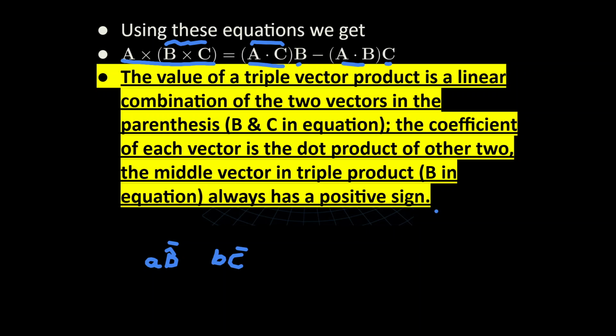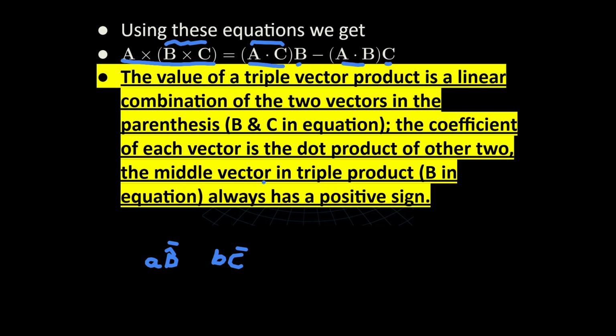So this is what we get. The coefficient of each vector is the dot product of the other two. That's right. So B has a coefficient. If B is the vector, then for the remaining two we should take the dot product. Similarly, for C, if I am taking that vector, the remaining two should give me the dot product.